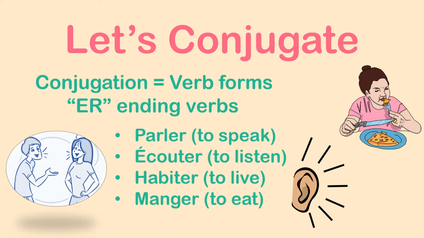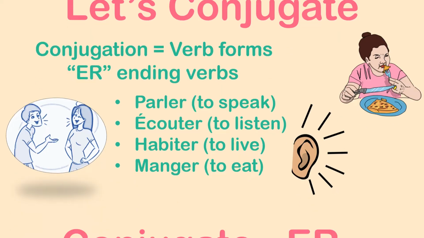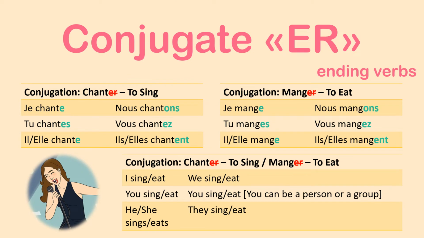Regular verbs have a certain pattern, and irregular verbs have a unique pattern for every single verb. So let's learn how to conjugate er ending verbs. Some of the er ending verbs are parler, to speak, écouter, to listen, habiter, to live, manger, to eat. Today we're going to conjugate the er ending verb chanter, which is to sing.